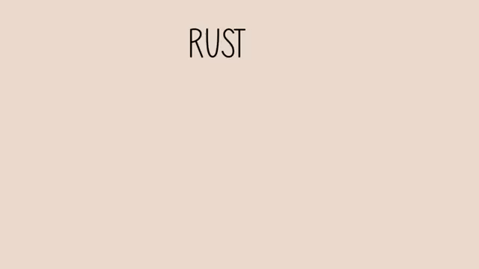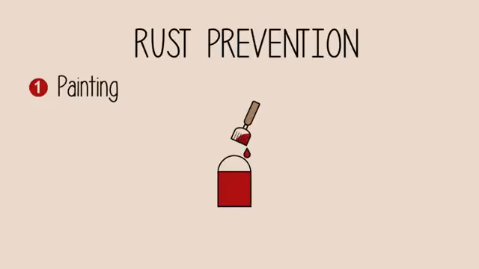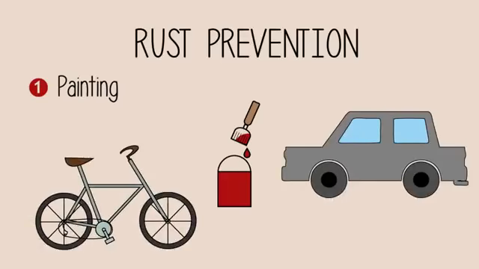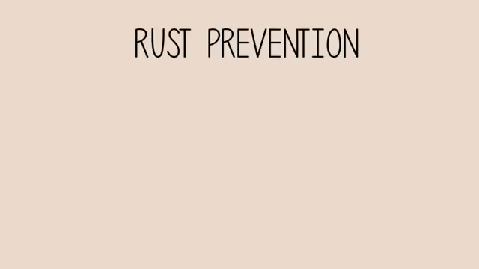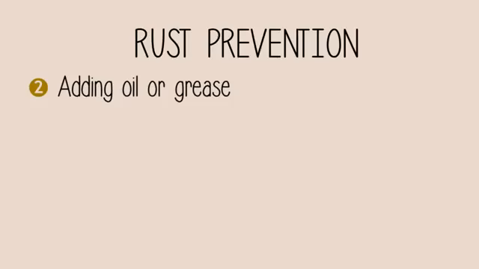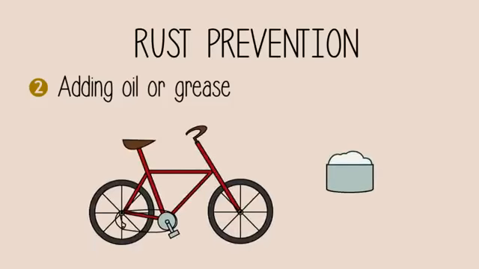Rust can be prevented if we paint the areas exposed to oxygen and moisture. This is done on many bicycles and cars. Another method to prevent rust is by placing a layer of oil or grease. This is done on many bicycle chains. It helps lubricate the moving parts, which reduces friction and slows down the rusting process.